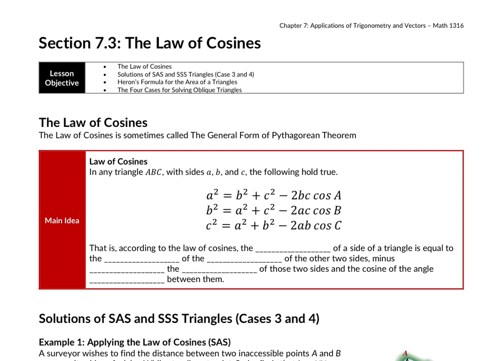Section 7.3 adds in the law of cosines. So we spent the last two sections talking about the law of sines. This one is going to be for the law of cosines.